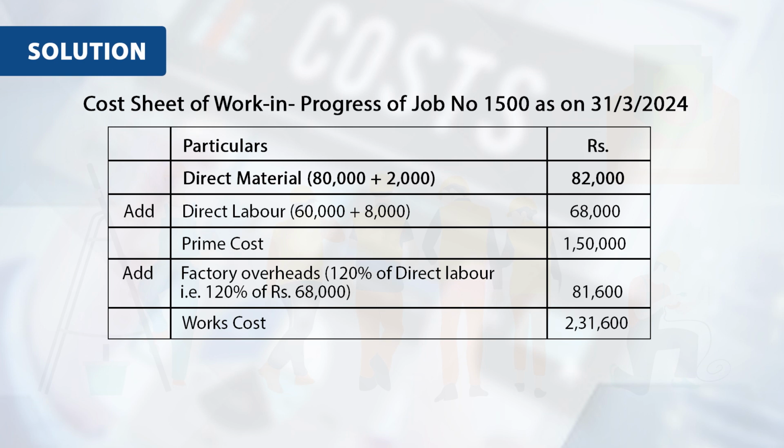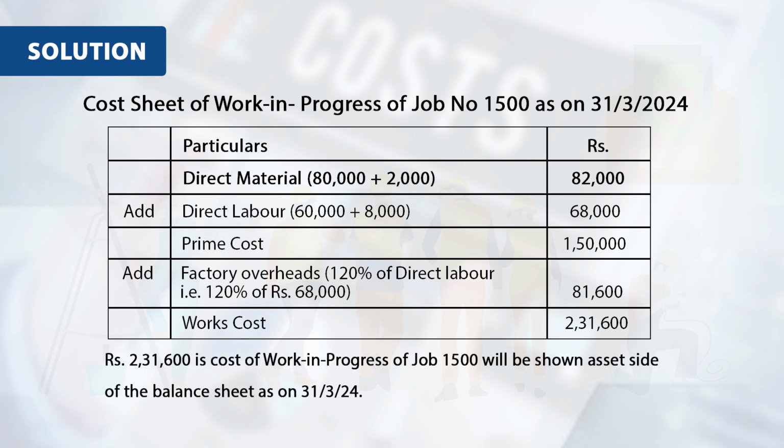rupees 2,31,600. Rupees 2,31,600 is the cost of work in progress of job number 1500 and will be shown on the asset side of the balance sheet as on 31st March 2024.